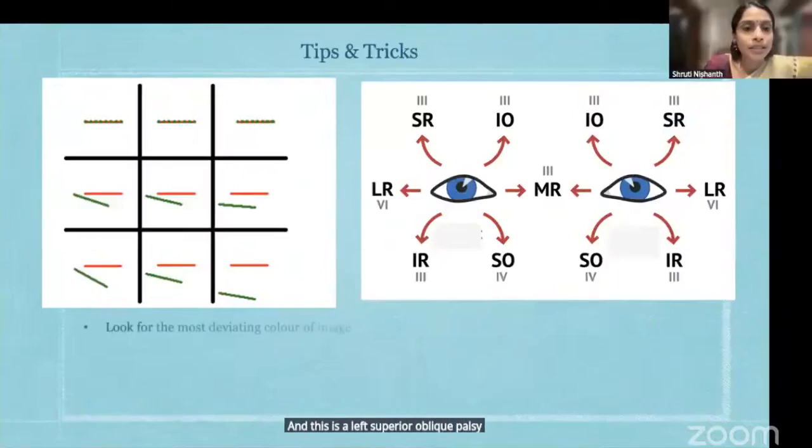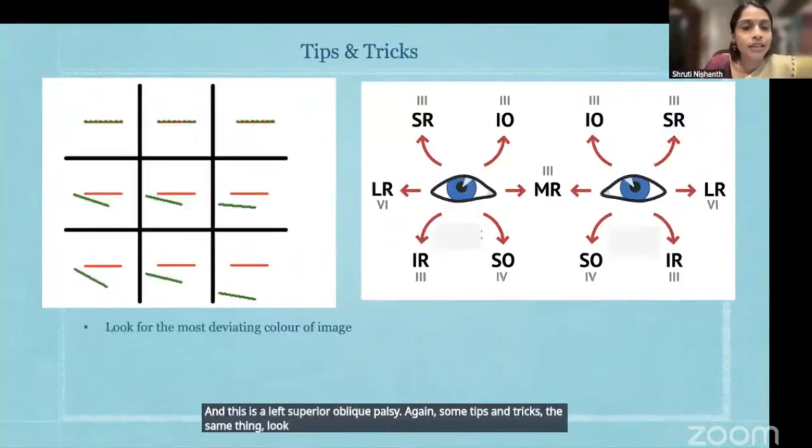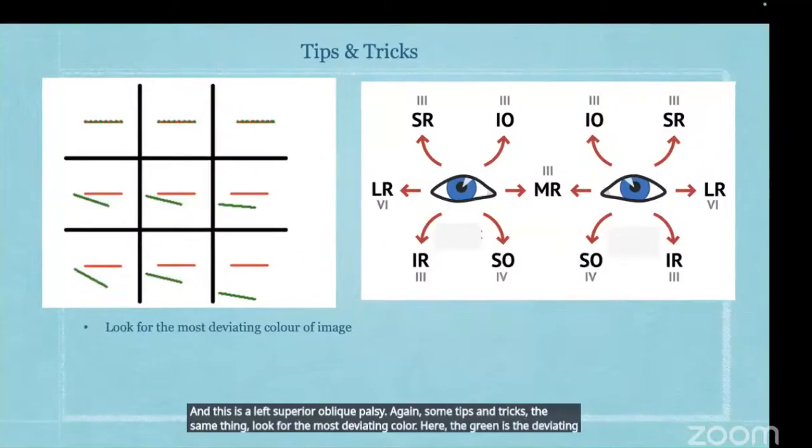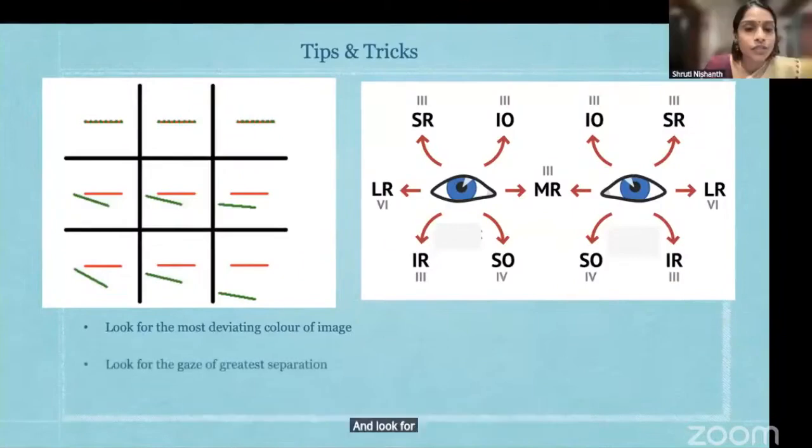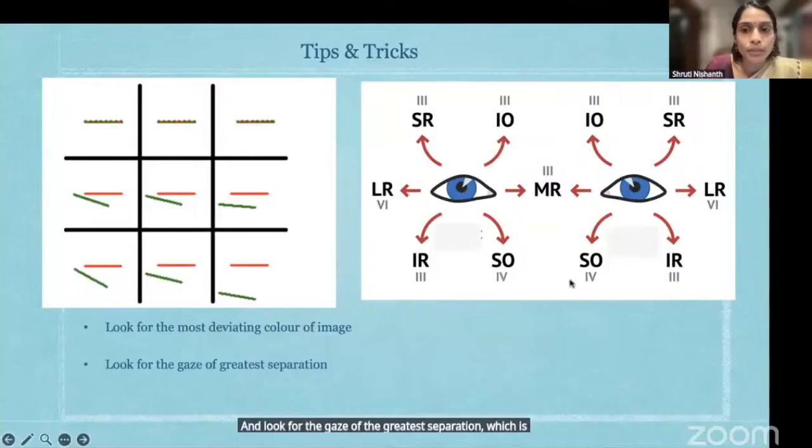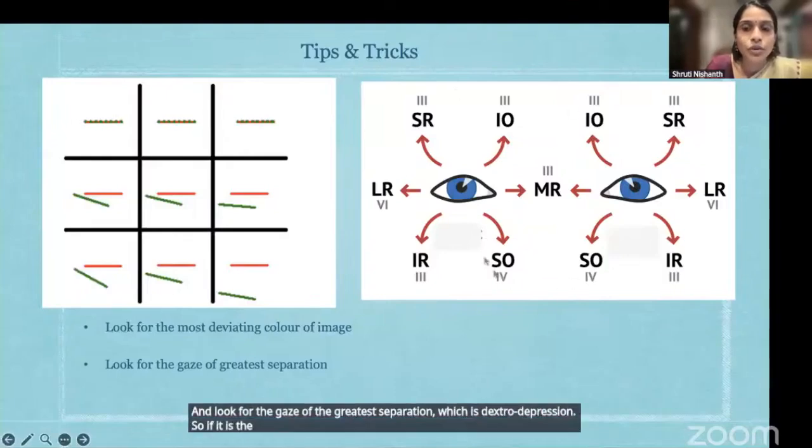Again, some tips and tricks, the same thing. Look for the most deviating color. Here, the green is the deviating color, which means it's the left eye. And look for the gaze of the greatest separation, which is dextro depression. So if it is the left eye and dextro depression, it is the superior oblique, which is an easy way to find out how the separation works.